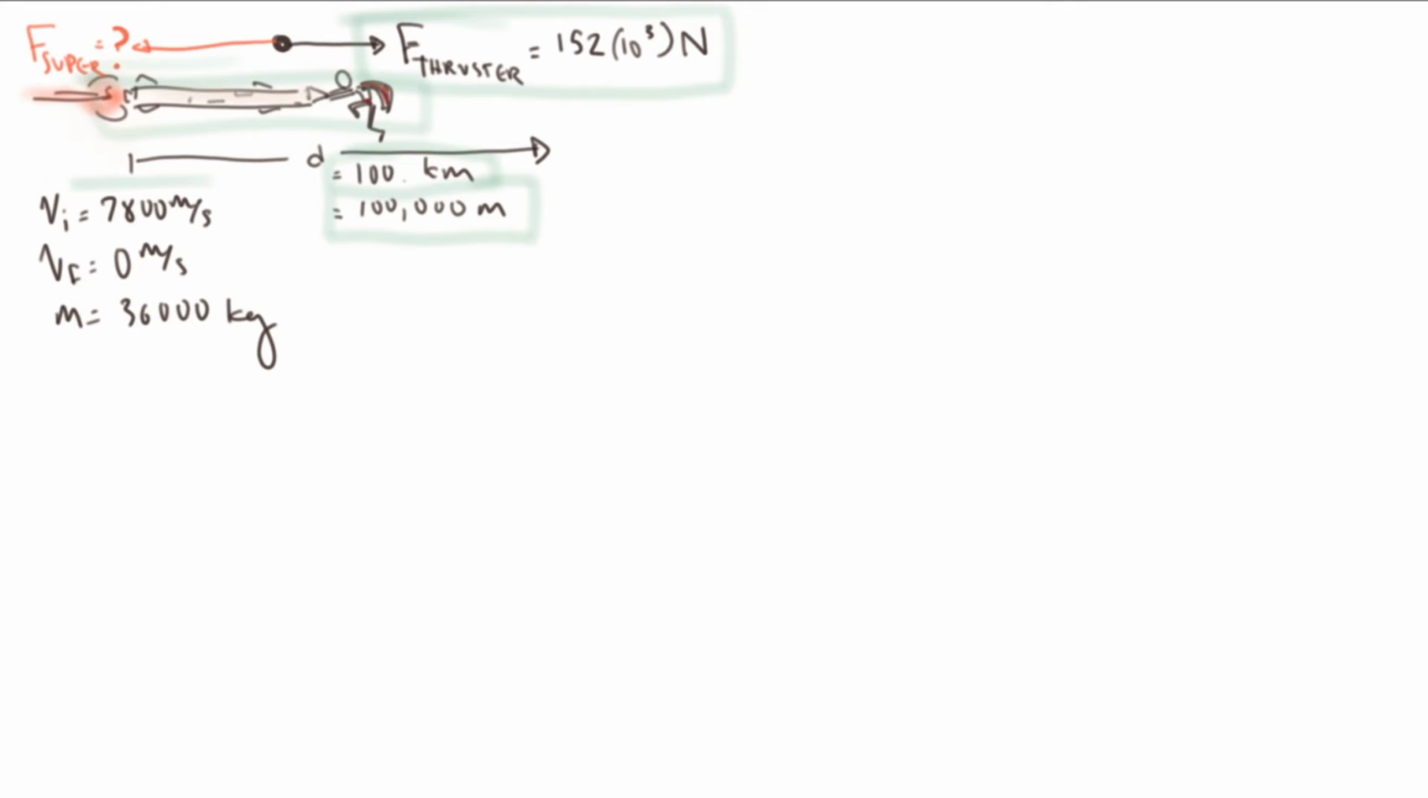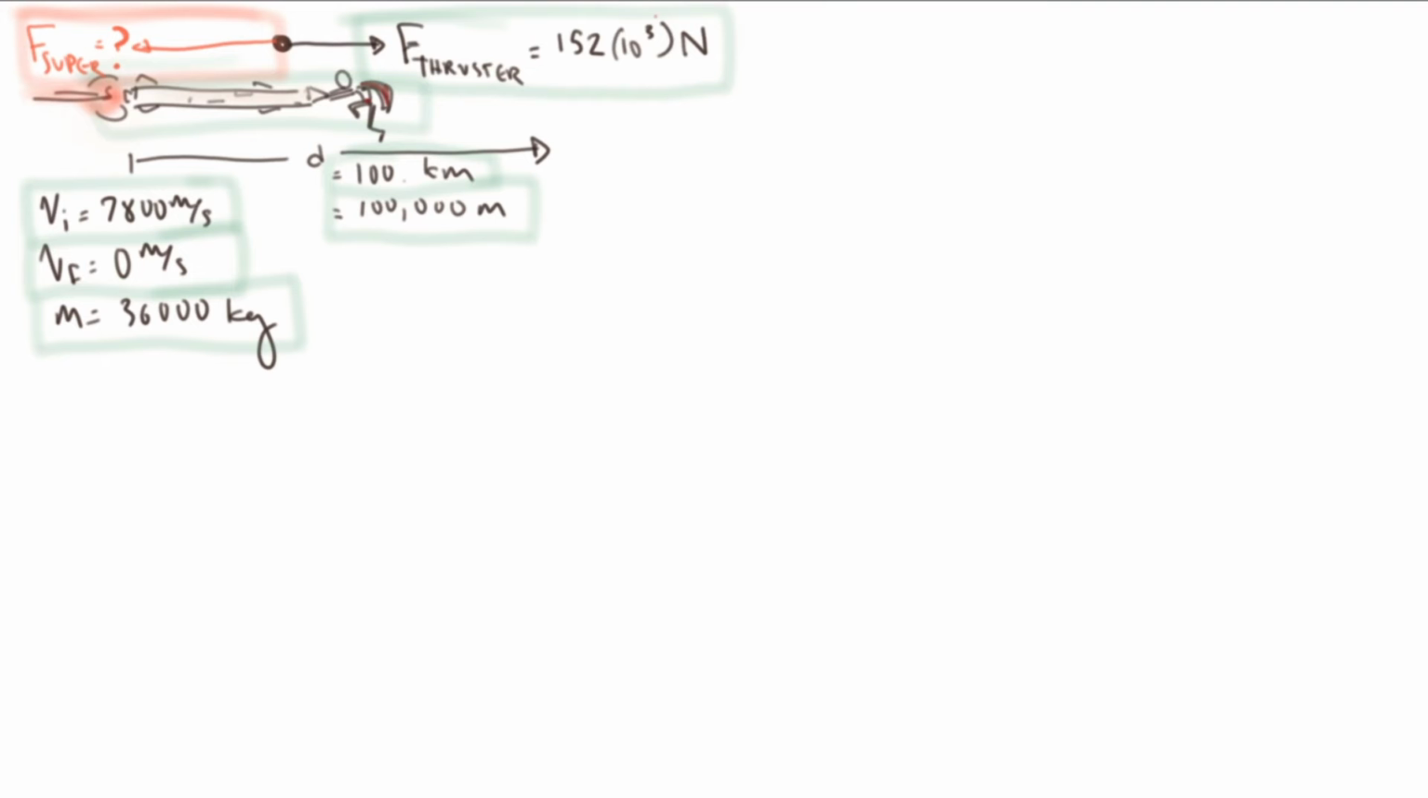In addition, we are given the initial speed of the rocket as 7,800 meters per second. We are not specifically given the fact that the final velocity is 0, but it is implied by the fact that the rocket needs to come to rest. And we're also told that the rocket has a mass of 36,000 kilograms. And then what we are interested in solving for is the amount of force that Superman needs to exert in order to bring this rocket to rest within 100 kilometers.